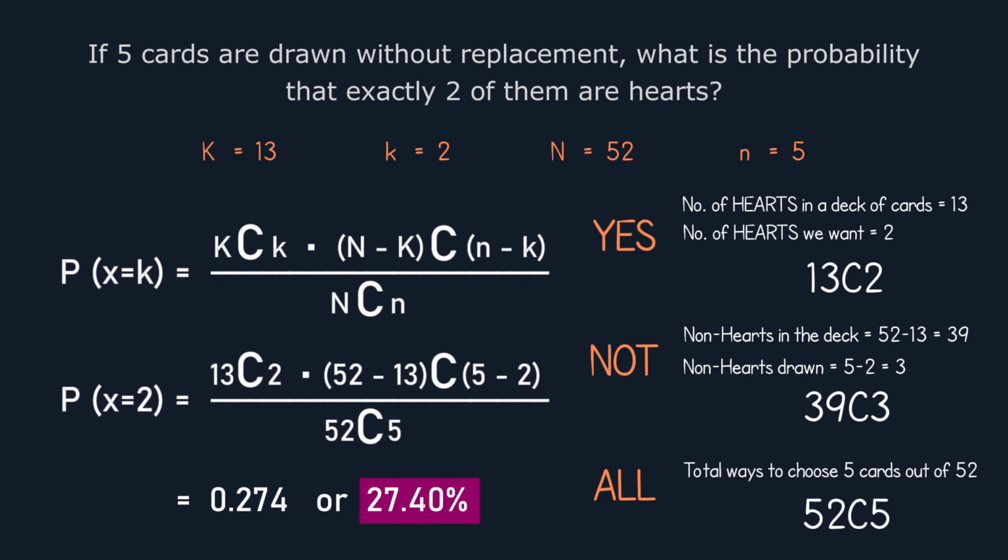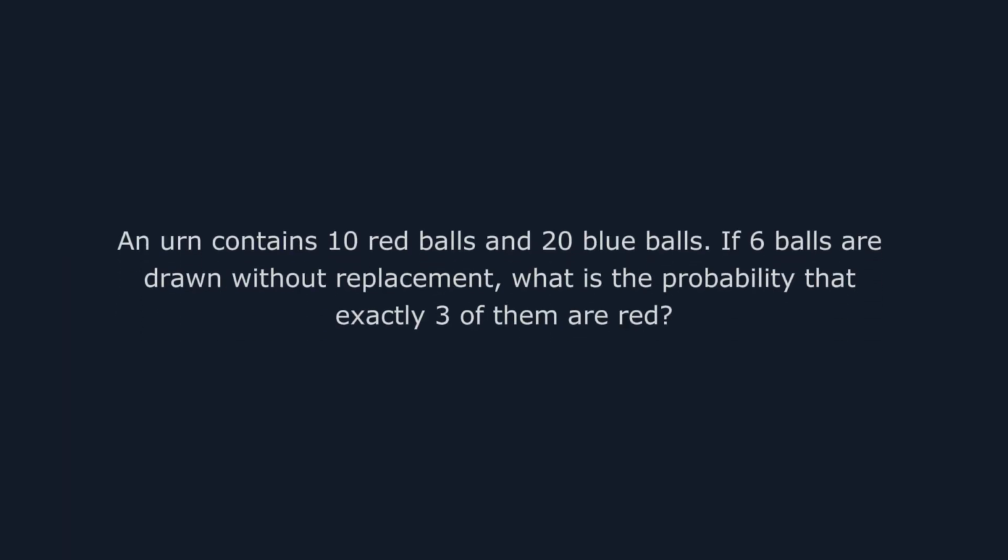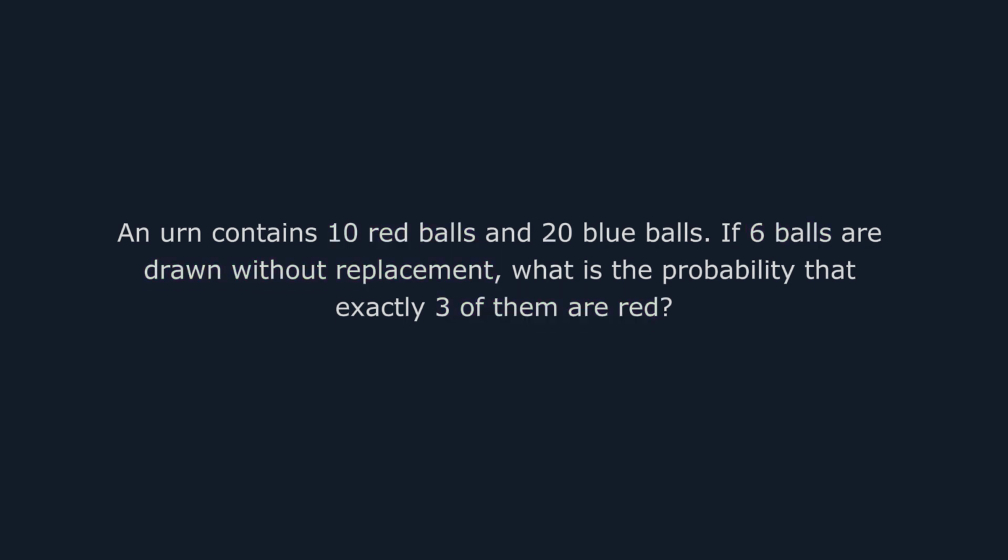Now let's move on to the second example. An urn contains 10 red balls and 20 blue balls. If 6 balls are drawn without replacement, what is the probability that exactly 3 of them are red? Here, we have 10 red balls out of a total of 30 balls. We're drawing 6 balls, and we want exactly 3 of them to be red. Again, since the balls are drawn without replacement and we're looking for a specific number of red balls, this situation is also best handled using the hypergeometric distribution.